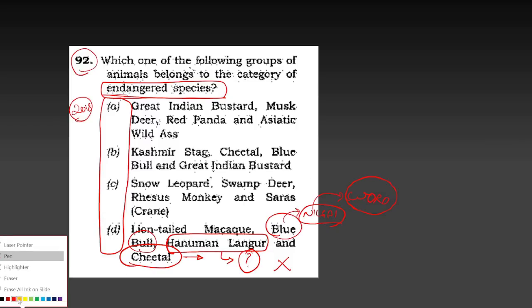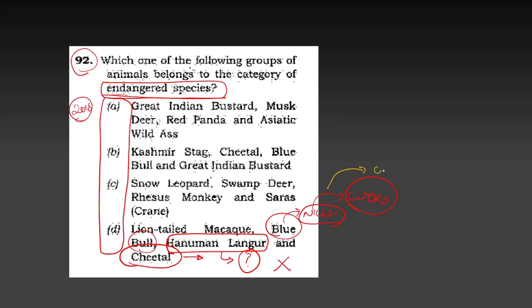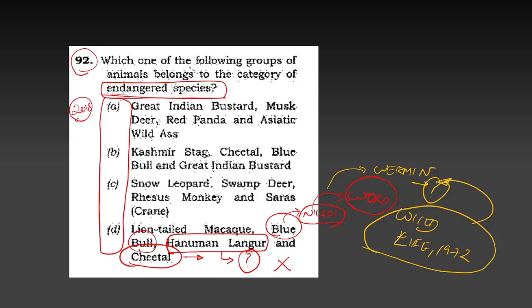You check this detail. Nilgai is a vermin. What is vermin? Where is it in the Wildlife Protection Act? You check this as a homework. Wildlife Protection Act 1972. Which schedule is vermin? And blue bull is actually vermin. So I removed this. But next, see this rhesus monkey.